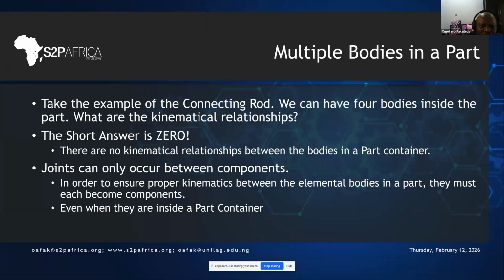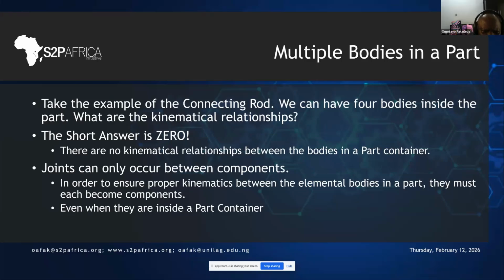Multiple bodies in a part. We said earlier that a part can have more than one body, but a body can have only one single solid. Take, for example, the connecting rod. We can have 4 bodies inside the part. What are the kinematic relationships? If you have bodies inside a part, are there kinematic relationships between them? The answer is 0. There is no guarantee that FreeCAD will implement any rule of motion. So you can move them and they can enter each other, they can disturb each other. So there are no kinematic relationships between the bodies in a part container.